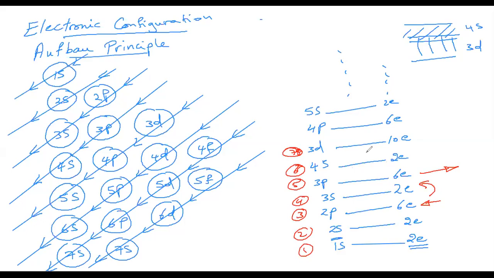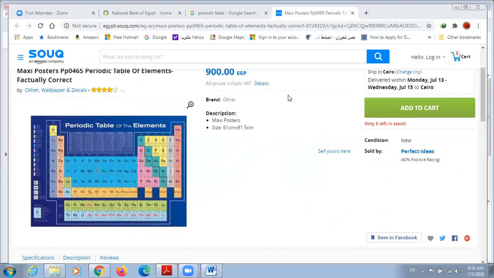Yes, it's n equals 3, but as I told you, since there is an overlap between the 4s and the 3d, the 4s will fill first and then be followed by the 3d. If you look at the periodic table, I'll bring you a periodic table here. I'm going to share. Now you can see the periodic table.